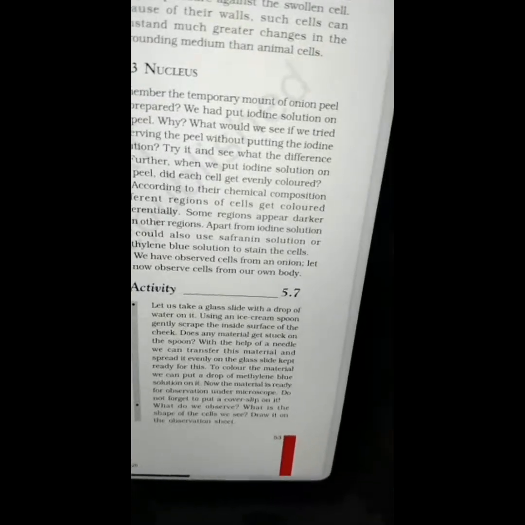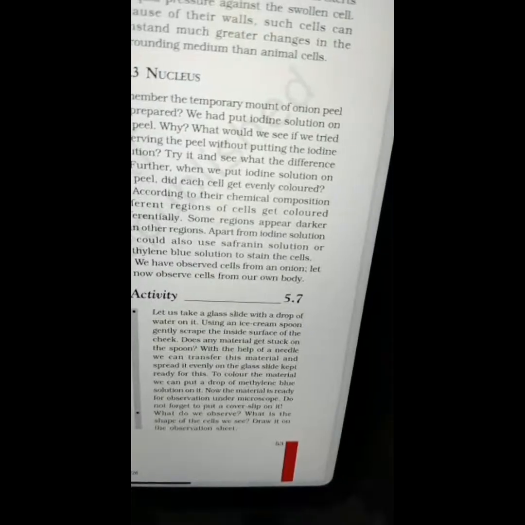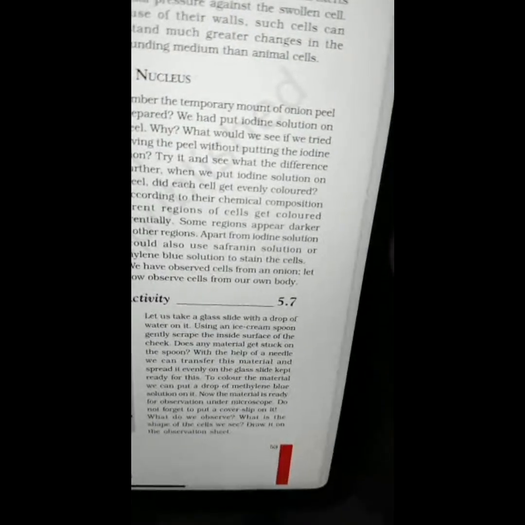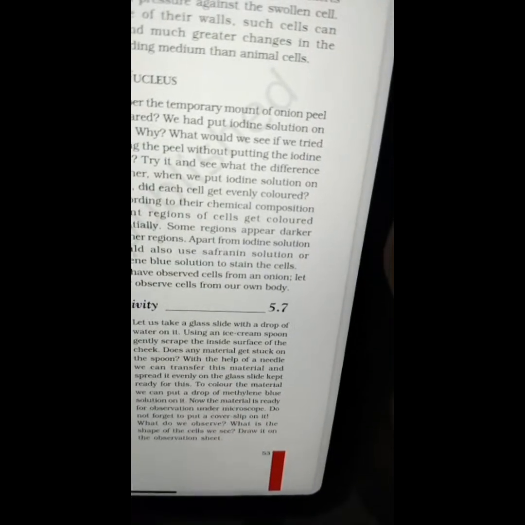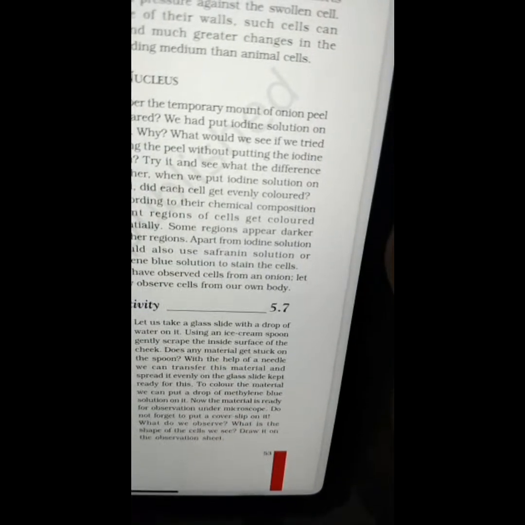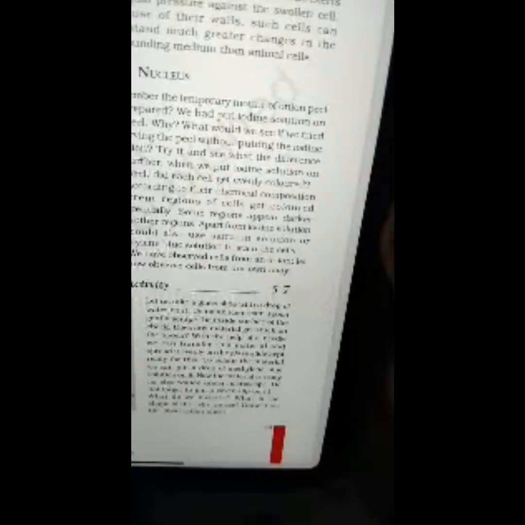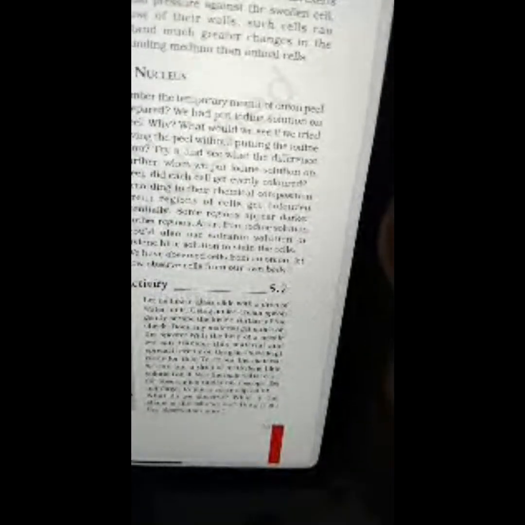Activity 5.7. Let us take a glass slide with a drop of water on it. Using an ice cream spoon, gently scrape the inner surface of the cheek. Any material that gets stuck on the spoon, with the help of the needle, we can transfer this material and spread it evenly on the glass slide, kept ready for it. To color the material, we can put a drop of methylene blue solution on it. Now the material is ready for observation under the microscope. Do not forget to put a cover slip on it.